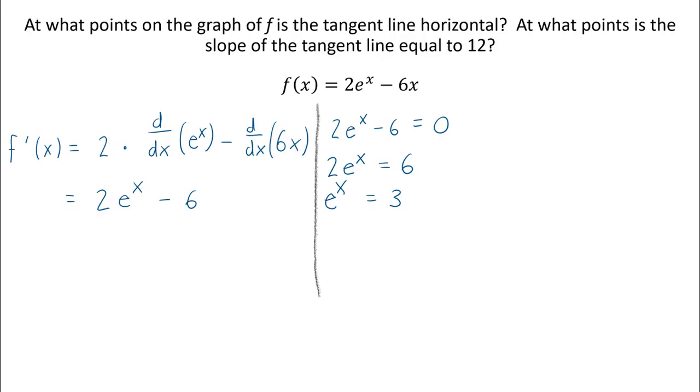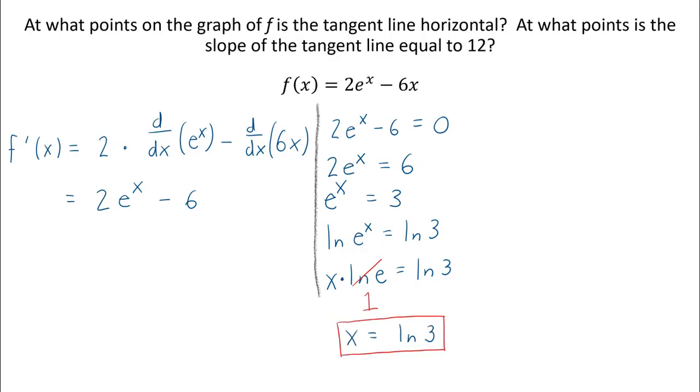Now let's solve this exponential equation by taking the natural log of both sides. Using one of the laws of logarithms, we can now move the x out of the exponent's position and down into the body of our equation as a coefficient. And the ln of e is equal to 1. So we have x equals ln of 3. The natural log of 3 is really close to 1.1. So when x is about 1.1, we could expect to have a horizontal tangent line on the graph of f of x.